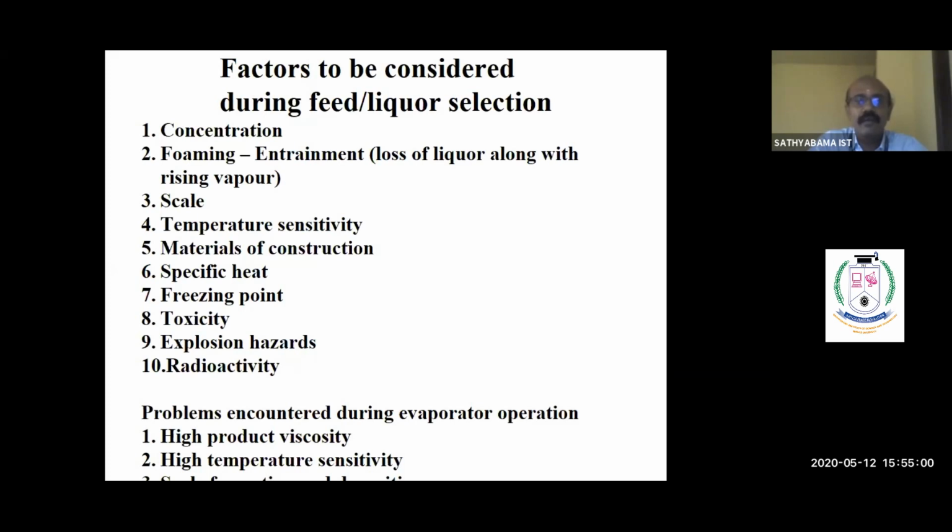So again recalling, the various factors to be considered are concentration, foaming, scale, temperature sensitivity, materials of construction, specific heat, freezing point, toxicity, explosion hazards, and radioactivity. Then the common problems that can be encountered are high product viscosity, high temperature sensitivity, and scale deposition. Then this can be a part B question.